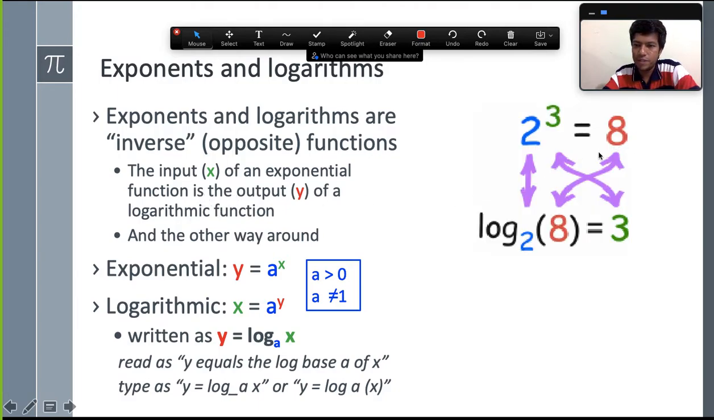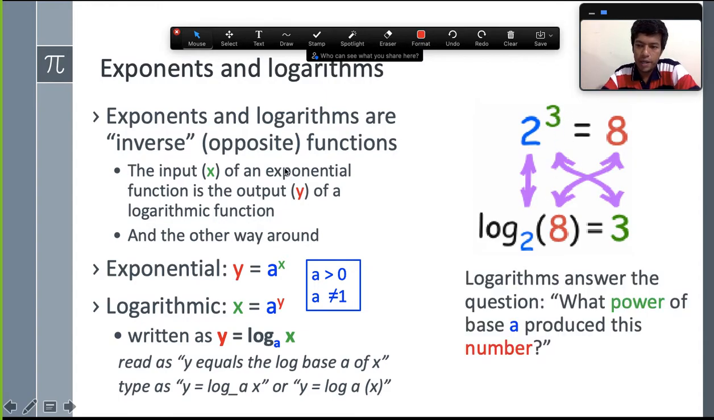This is once again with a clearer example. Example: 8 comes here, 2 becomes the base, and the power goes to the other side. Once again, this is the repetition. We are saying, what power of base a produces this number? Like what power of this 2 will produce this number 8? So the answer is 3. Log basically does this thing.